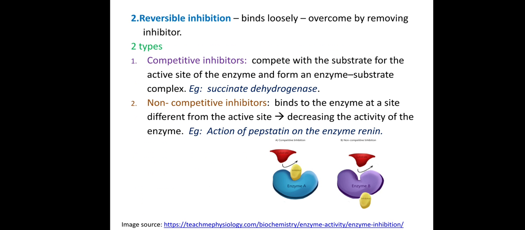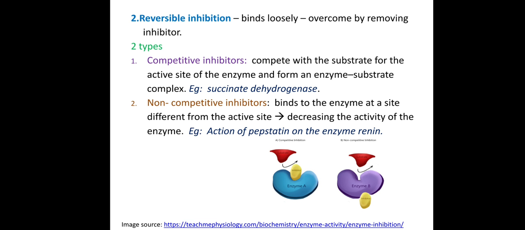Then there are inhibitions which are reversible. That means by changing certain conditions, the inhibition can be prevented. There can be two types: one is competitive inhibitor, the other is non-competitive inhibitor. A competitive inhibitor, as the name itself says, competes with the substrate for the active sites. So once a competitive inhibitor binds, the substrate cannot bind with the active site. So that is competitive inhibition.